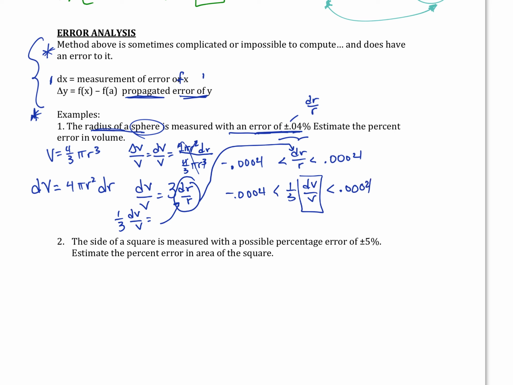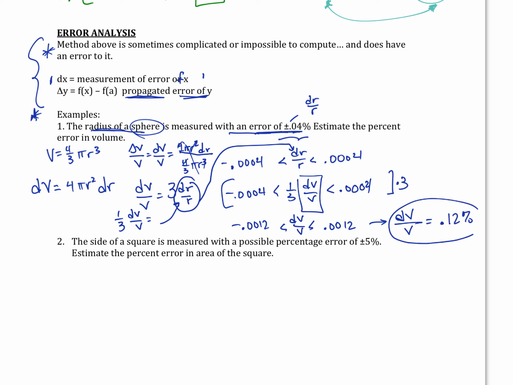Now I just have to finish this problem out by multiplying everything by 3 to get the dV over V by itself, and that'll give me negative 0.0012 and positive 0.0012. So that means the error in the volume will be 0.12%. So let's try the next one.